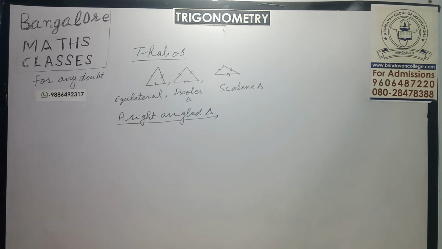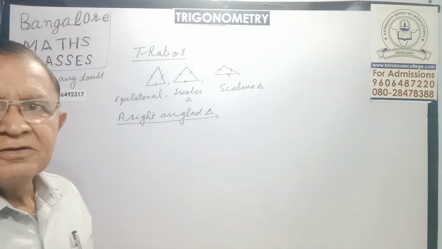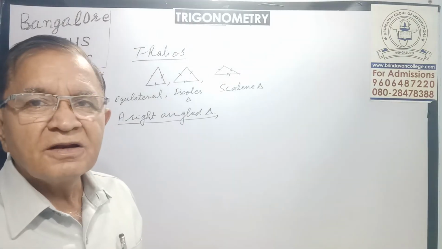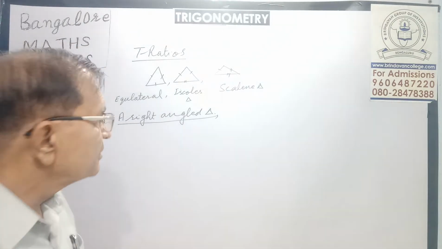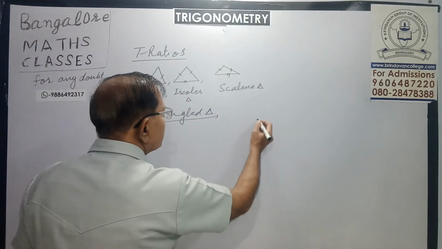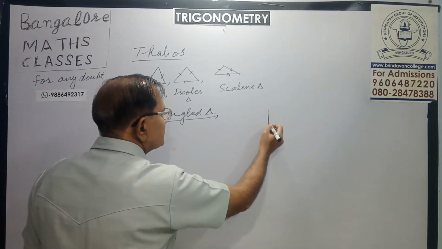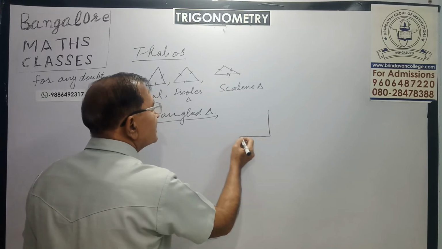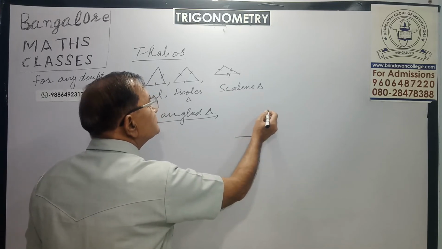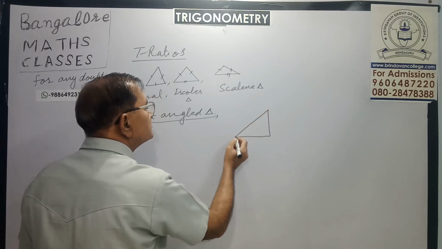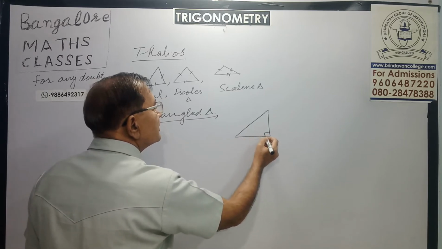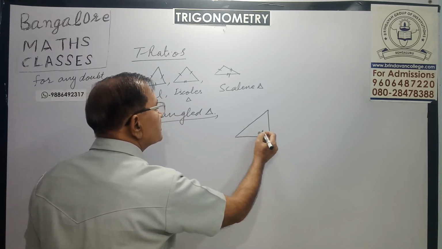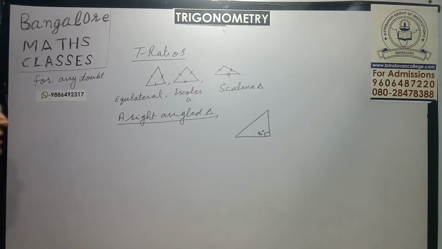Basics will come from this triangle only. Then we will convert the higher angles to the lower one and solve it. The right angle triangle means one angle is of 90 degree. We call it as a right angle triangle. You are doing it, I think, from 8th standard.